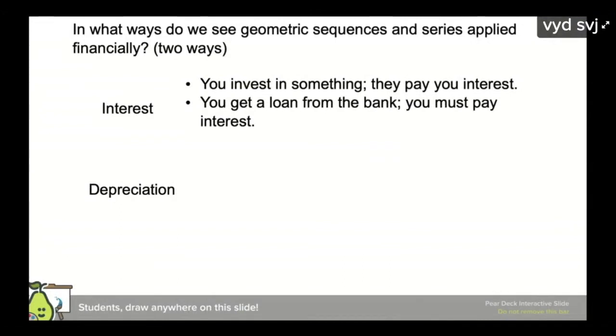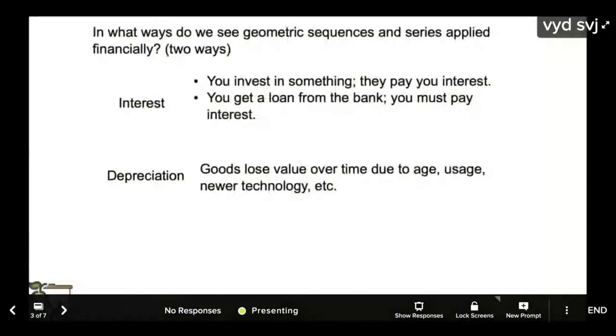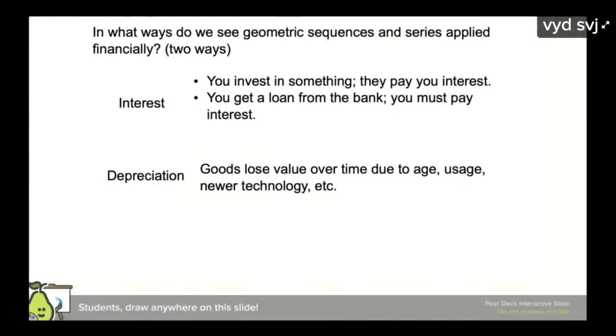They want your money in their bank because the more money they have in their bank, the more they can loan out. So if you put $10,000 in your savings account, they'll give you a good interest rate. They'll say, keep it here, don't touch it for 2 years, and we'll give you money on top of that. Loan from a bank, they'll say, okay, you can have this much money, but you got to pay us this much back in return. They'll say 8% or something if you have good credit. And then depreciation, the goods they lose value over time, usage, age, new technology. The most common is cars.